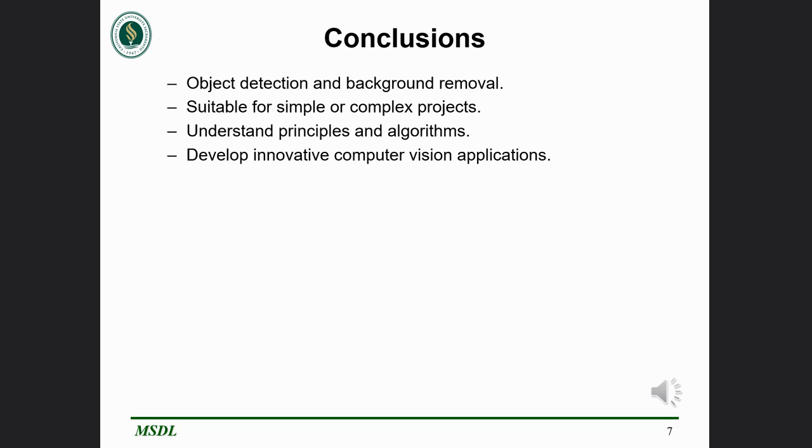In conclusion, OpenCV provides a range of powerful tools and techniques for object detection and background removal in images. Whether you're working on a simple or complex computer vision project, OpenCV can help you achieve your goals with ease and efficiency. By understanding the underlying principles and algorithms of OpenCV, you can make the most of its features and develop innovative applications that push the boundaries of computer vision. This will be the end of this presentation.